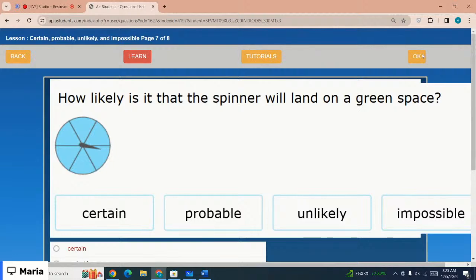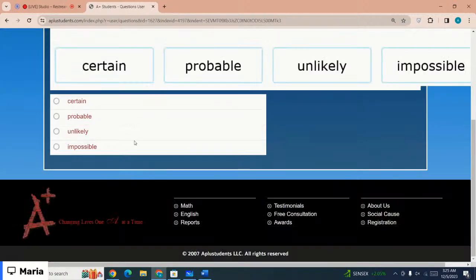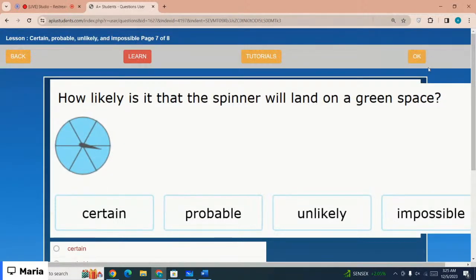The correct option is impossible, right? There is no green portion on the spinner. So, how will it land on green? The correct option is impossible. Got it? That is impossible because no portion is green on the spinner. Got it?